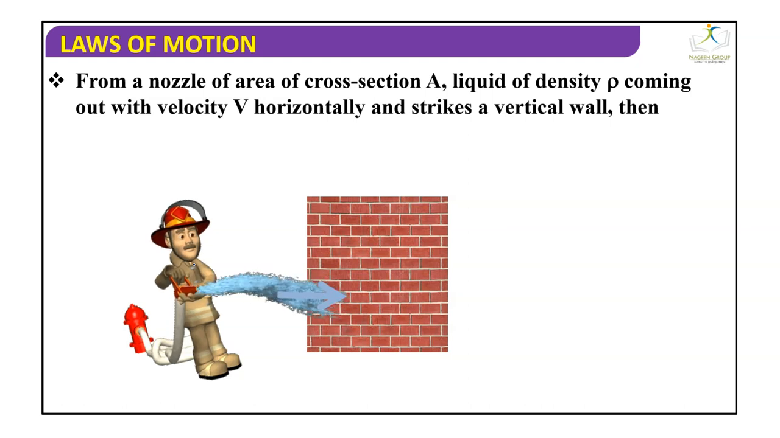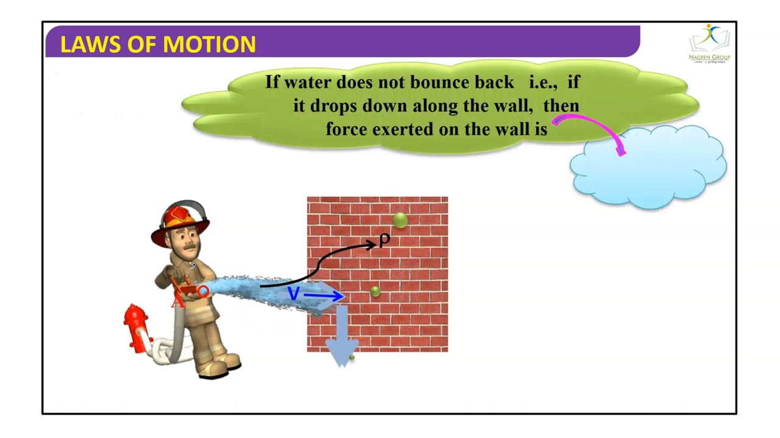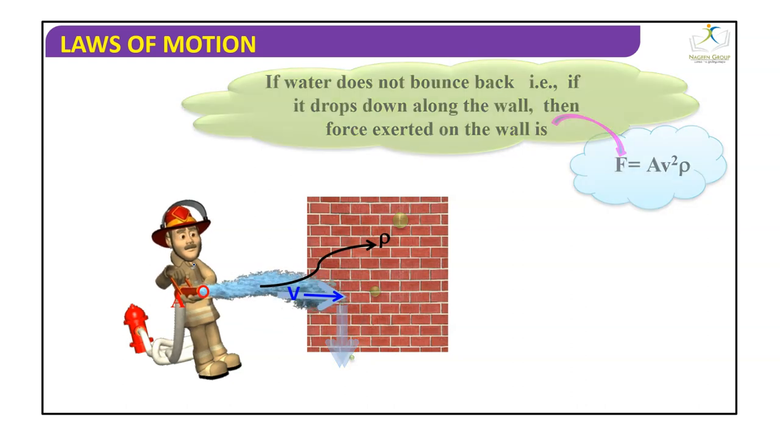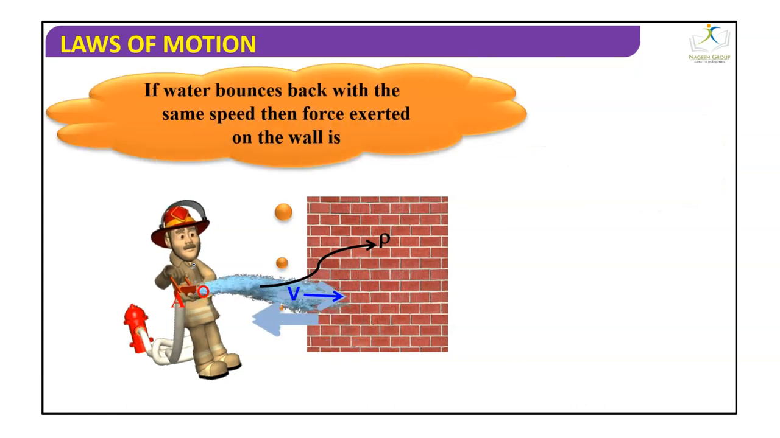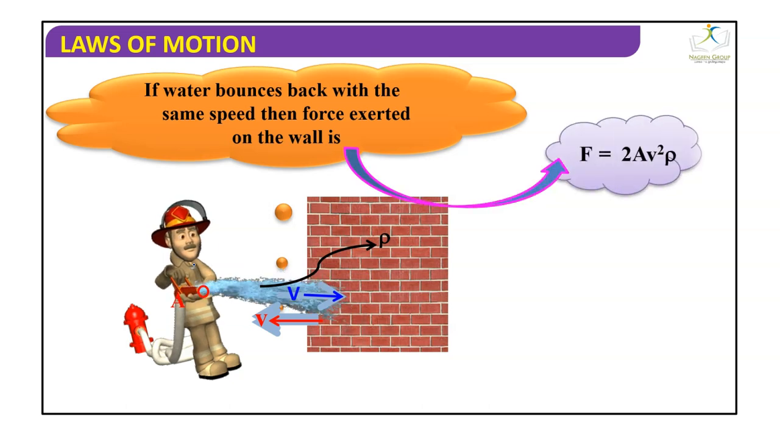As you can see, from a nozzle of cross-sectional area A, liquid of density rho comes out with horizontal velocity v and strikes a vertical wall. If the water does not bounce back, that is, it drops down along the wall, the force exerted on the wall is F equal to A v square rho. If the water bounces back with the same speed, the force exerted on the wall is 2A v square rho.